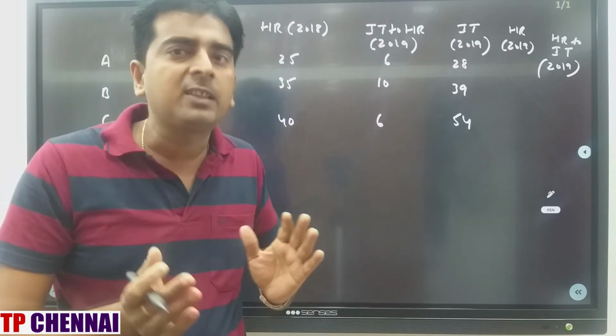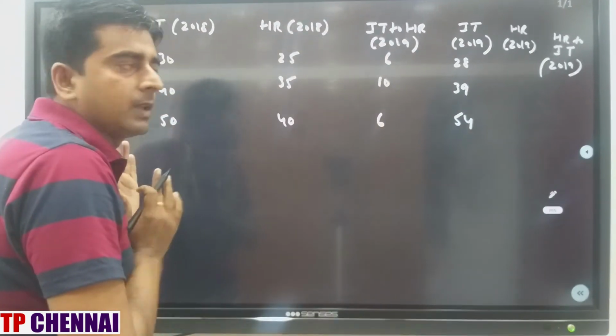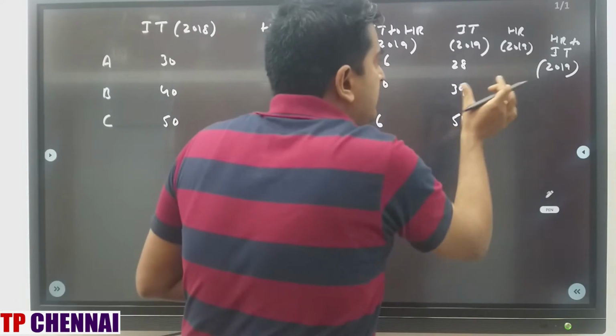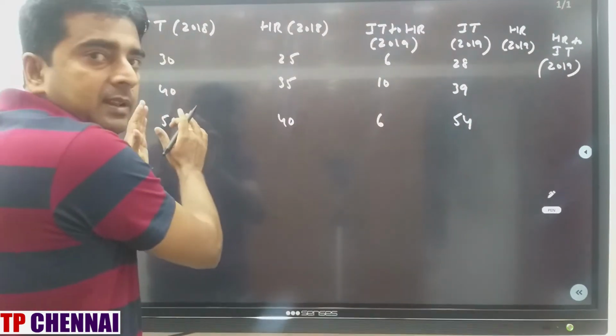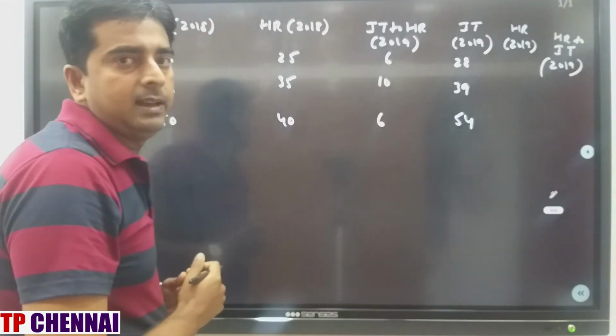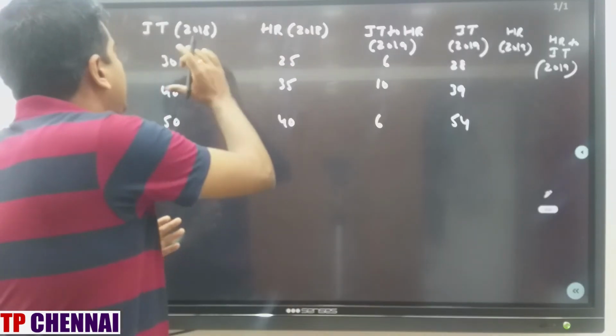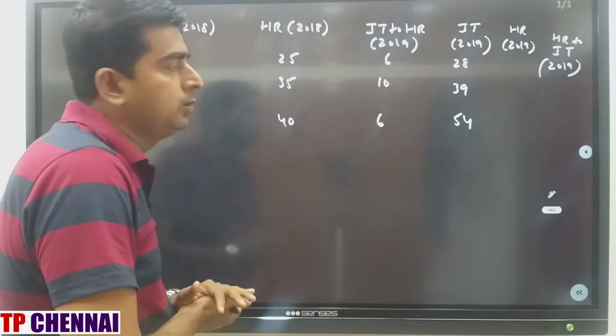That means transfer has happened, right? Now this is the data which they have given you. From that we have to calculate these 2 data first. So IT in 2018, HR in 2018, IT to HR in 2019 transfer and IT in 2019 also they have given you. That means 18 IT and 19 IT they have given you.